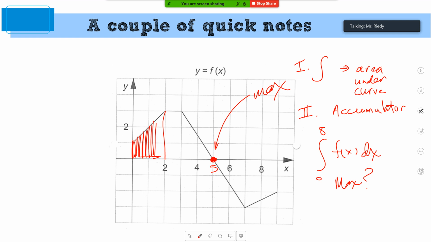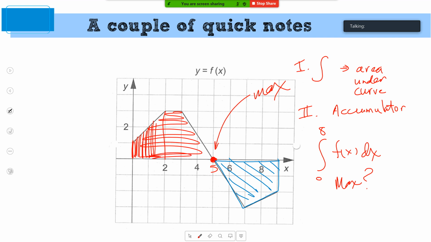The more difficult question is, well, where's the minimum? Well, then you have to start looking at the area under the curve versus the area above the curve. Is 0 the smallest area, or is this area under the curve bigger than the area above the curve? Okay, and you do some geometry and figure that out.